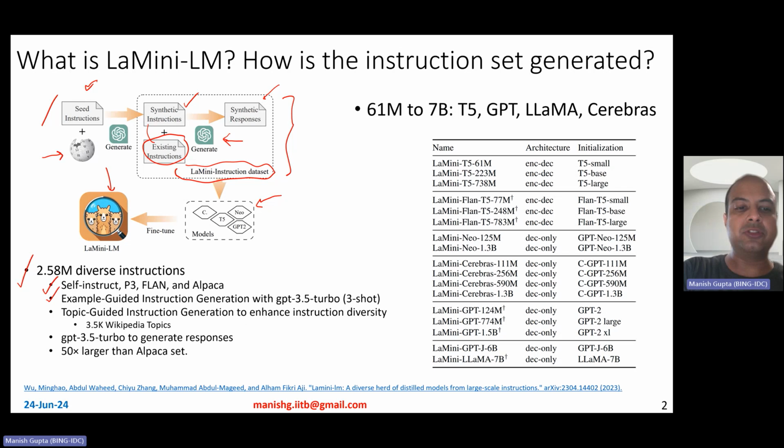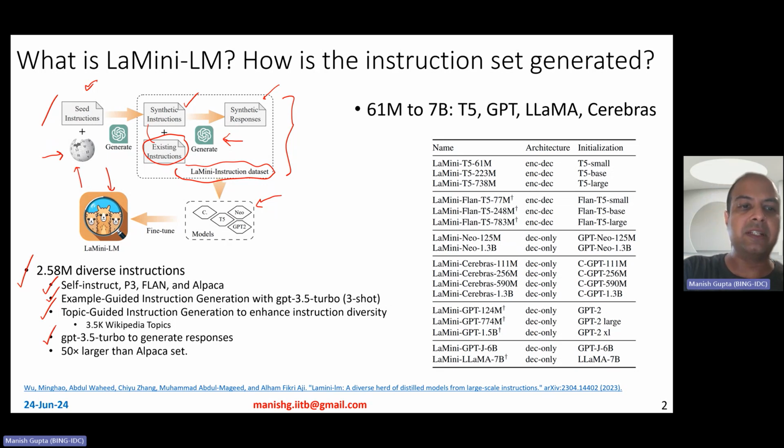The other thing that they do is topic guided instruction generation to enhance instruction diversity. So as I mentioned, they take 3,500 Wikipedia topics, those which are very popular, and of course those which are somewhat shorter, so that you can have many subcategories and so on. And then they use them so as to guide the instruction generation from GPT 3.5. Well, they use GPT 3.5 Turbo to generate these instructions as well as for the response generation.